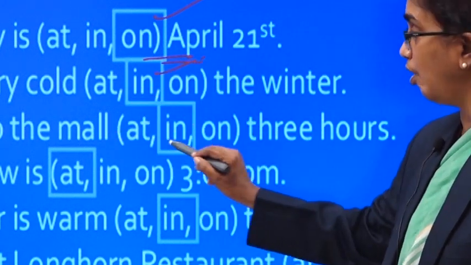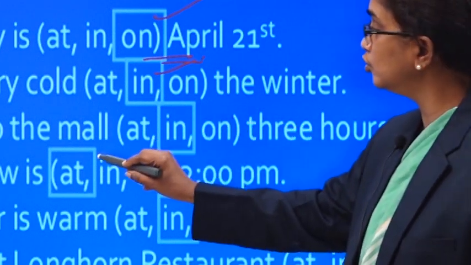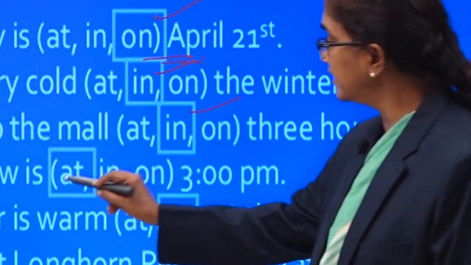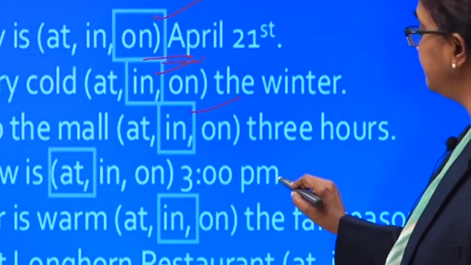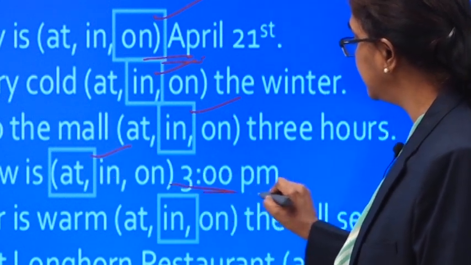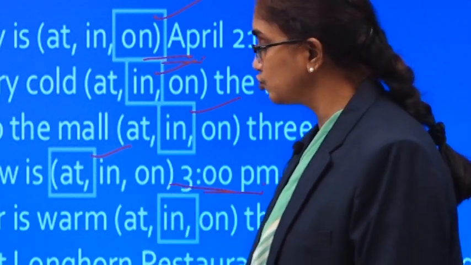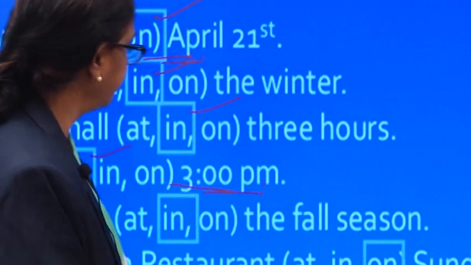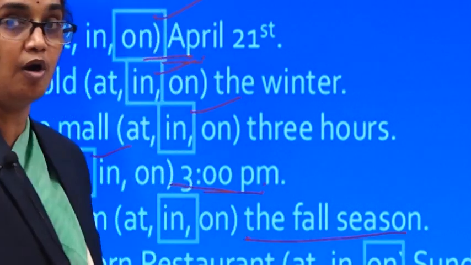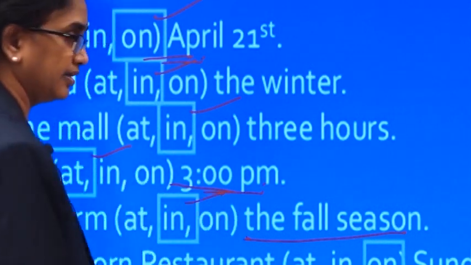He will go to the mall dash 3 hours. He will go to the mall in 3 hours. Time frames. The interview is dash 3 p.m. The interview is at 3 p.m. Specific point of time. The weather is warm dash the fall season. Fall season means autumn season. The weather is warm in the fall season.